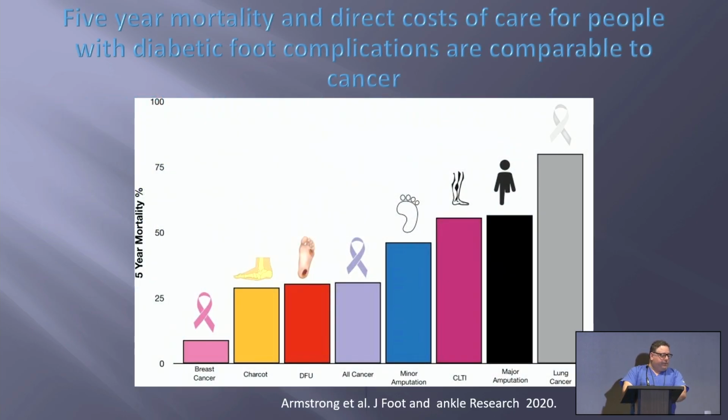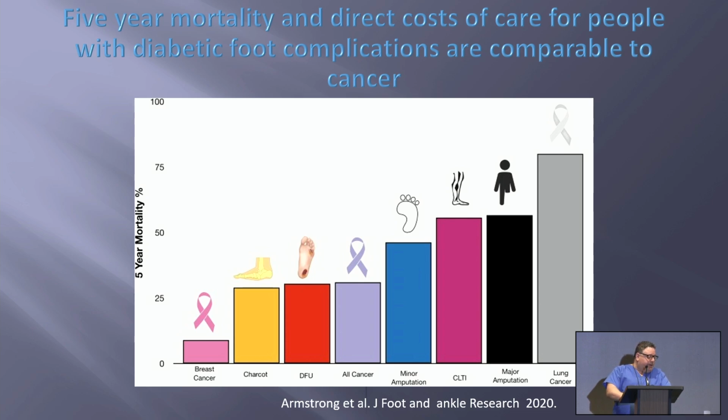Going back to a slide that many of us have seen throughout the seminar and throughout our research and from many different authors, this was more recent, 2020, looking at the 5-year mortality and costs of diabetic foot complications as compared to certain cancers, and we could see the 5-year mortality of a diabetic foot ulcer, and other conditions that we deal with, like Charcot arthropathy, which certainly falls underneath the realm of biomechanics.